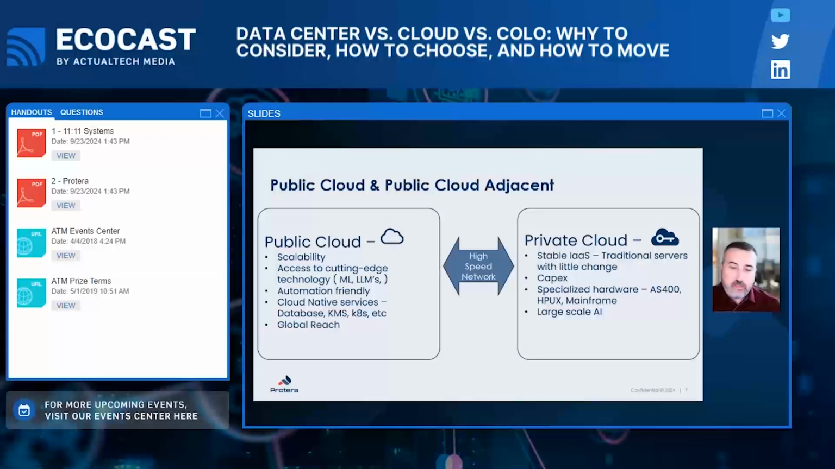Maybe I've got things like AS400s, HPUX, mainframes, different very specialized hardware that I've got applications still running on that are critical to my business. But I want them to be part of that cloud ecosystem. I can put them in one of these public cloud adjacent private clouds that gives me a lot of that capability to be very high speed, very fabric connected to the public cloud providers.